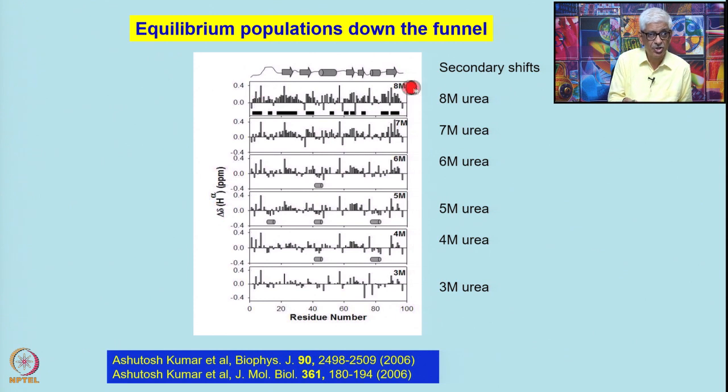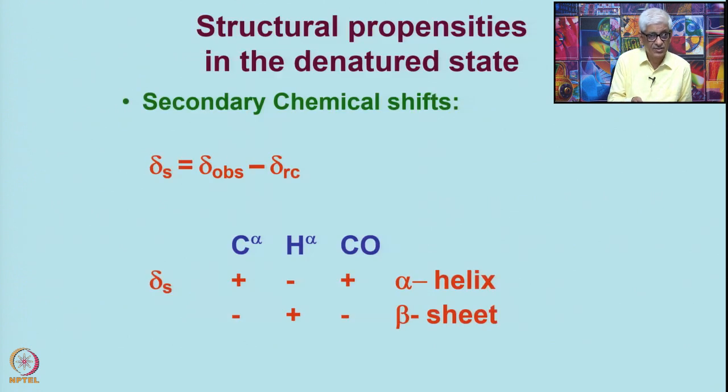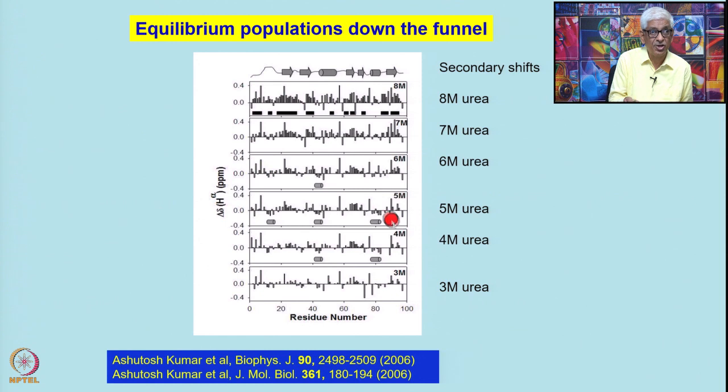So, most of these are positive here. Most of this H alpha secondary shift, these are all positive. And what does that indicate? That indicates that you have a beta sheet propensity. So, most residues prefer to be in an extended conformation like in a beta sheet, at 8 molar urea. This is indicated by this here.